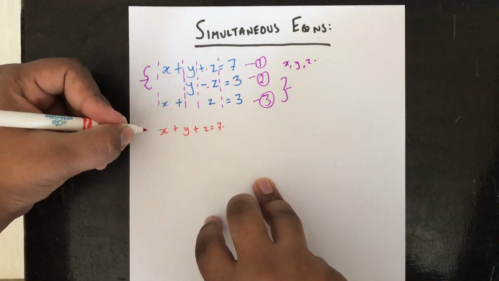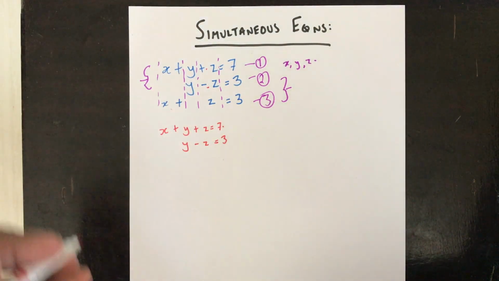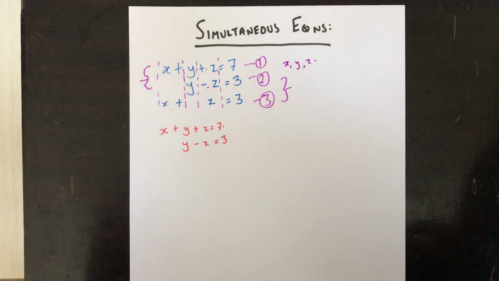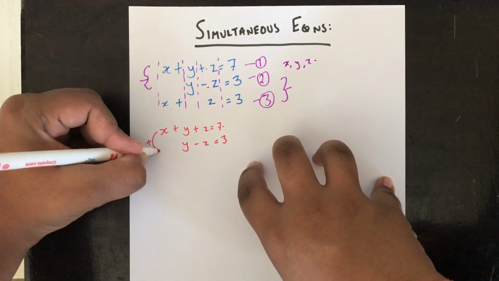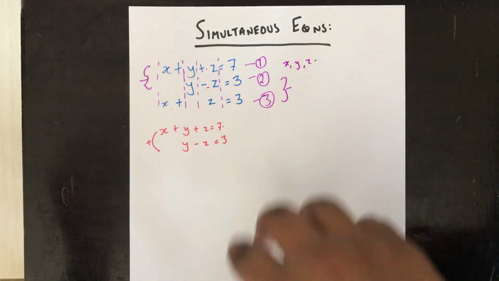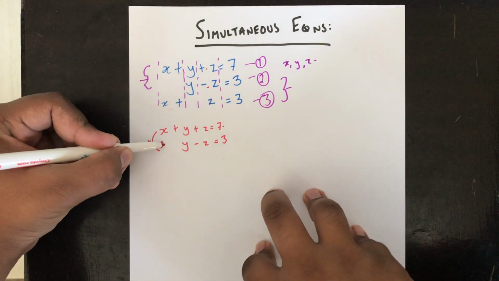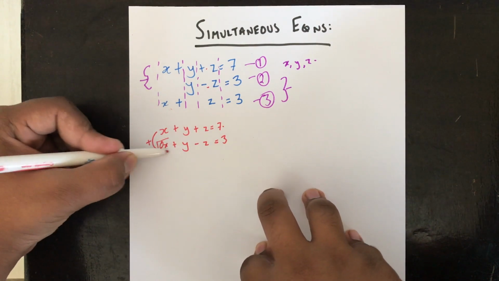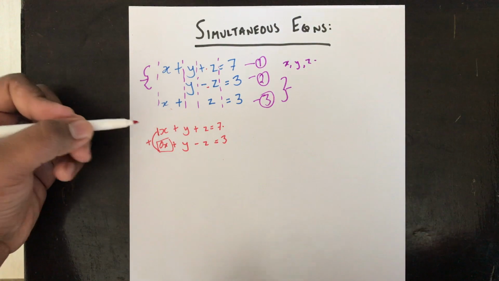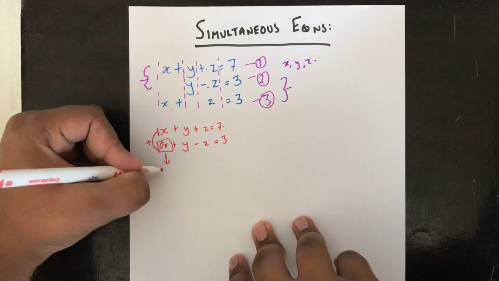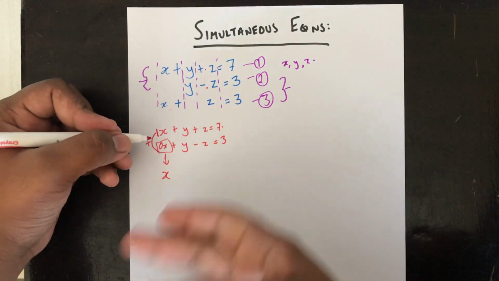x plus y plus z is equal to 7 and y minus z is equal to 3. Let's combine them. We'll be adding them up because we have plus z and minus z, and we'll be getting rid of the z. This is the same as 0x because there's nothing here, and this is the same as 1x. So 1 plus 0 is the same as 1. So this just carries forward, and this is the same as x.